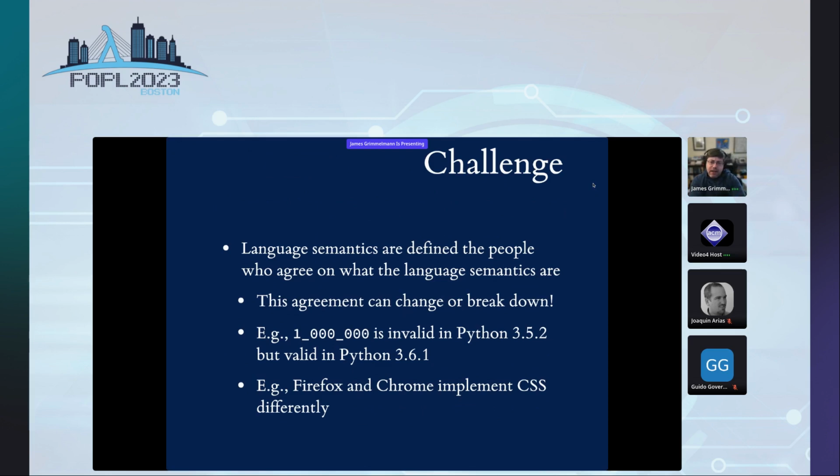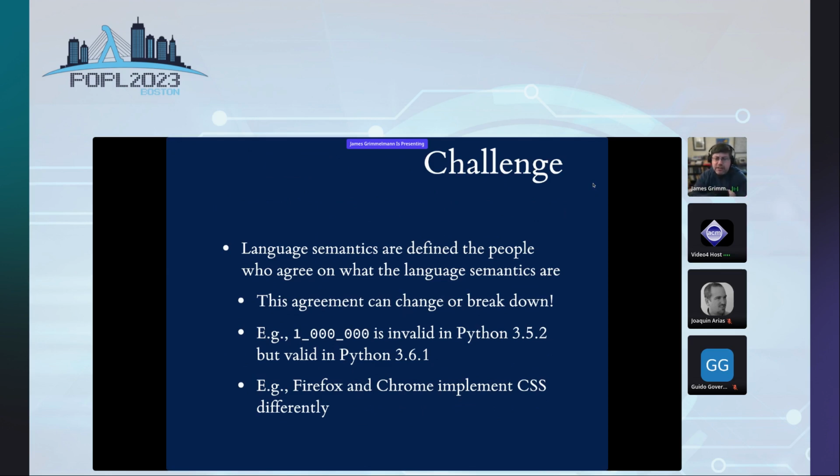If you look back at the list of ways we specify meaning, reference implementations and natural language definitions and formal mathematical semantics, all of those are documents provided by people. We have to agree that this document defines the meaning of a program written in this language. We have to agree that this thing in front of us is a program in this language. And that agreement can change or break down.